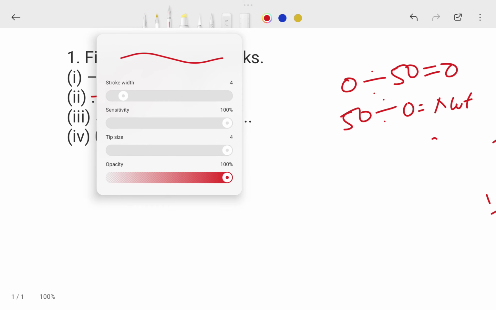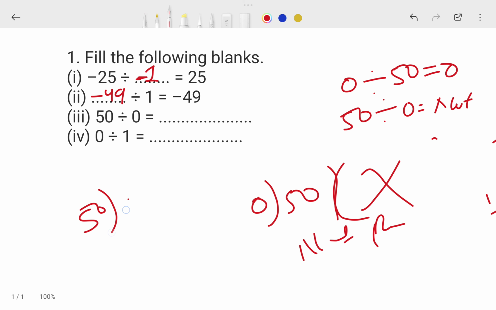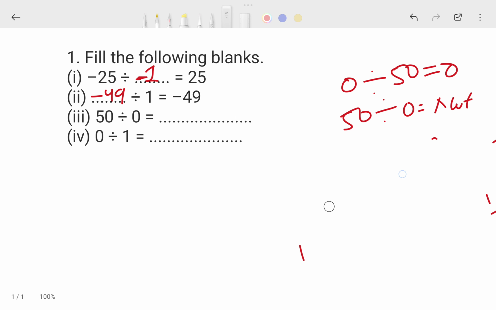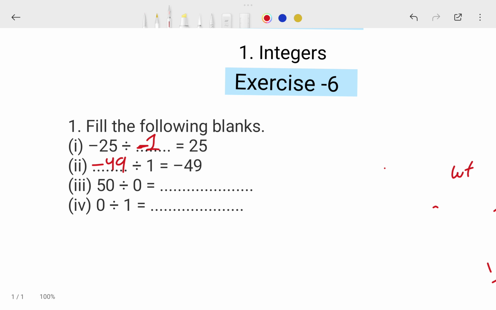Just understand, by the 0 you cannot divide 50. It is not possible. But 0 by 50 you can divide. It is possible, but the answer will be 0 only, not anything but 0. But by 0 you cannot divide any number. So how much is the answer going to be? You can write not defined or not possible. You can write not possible.